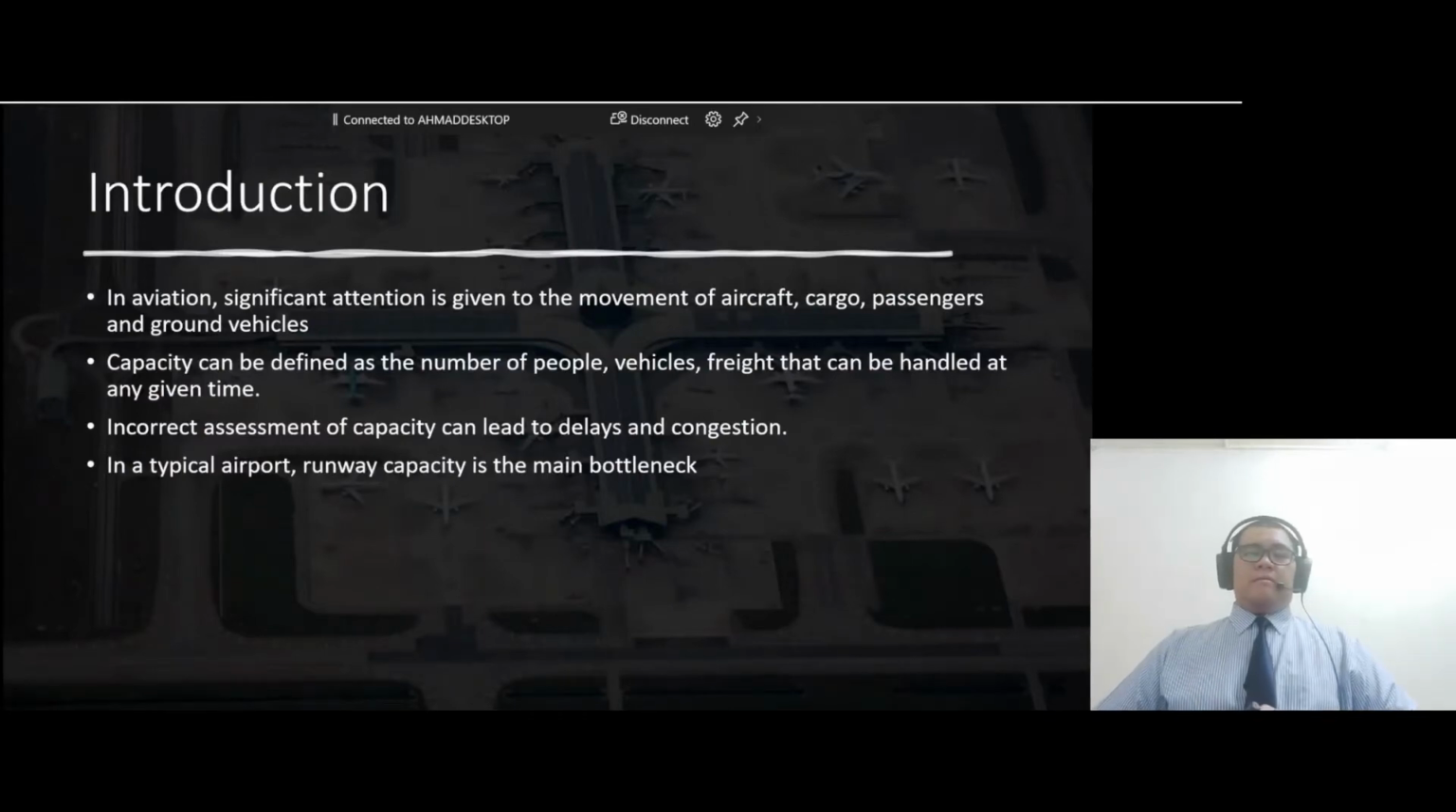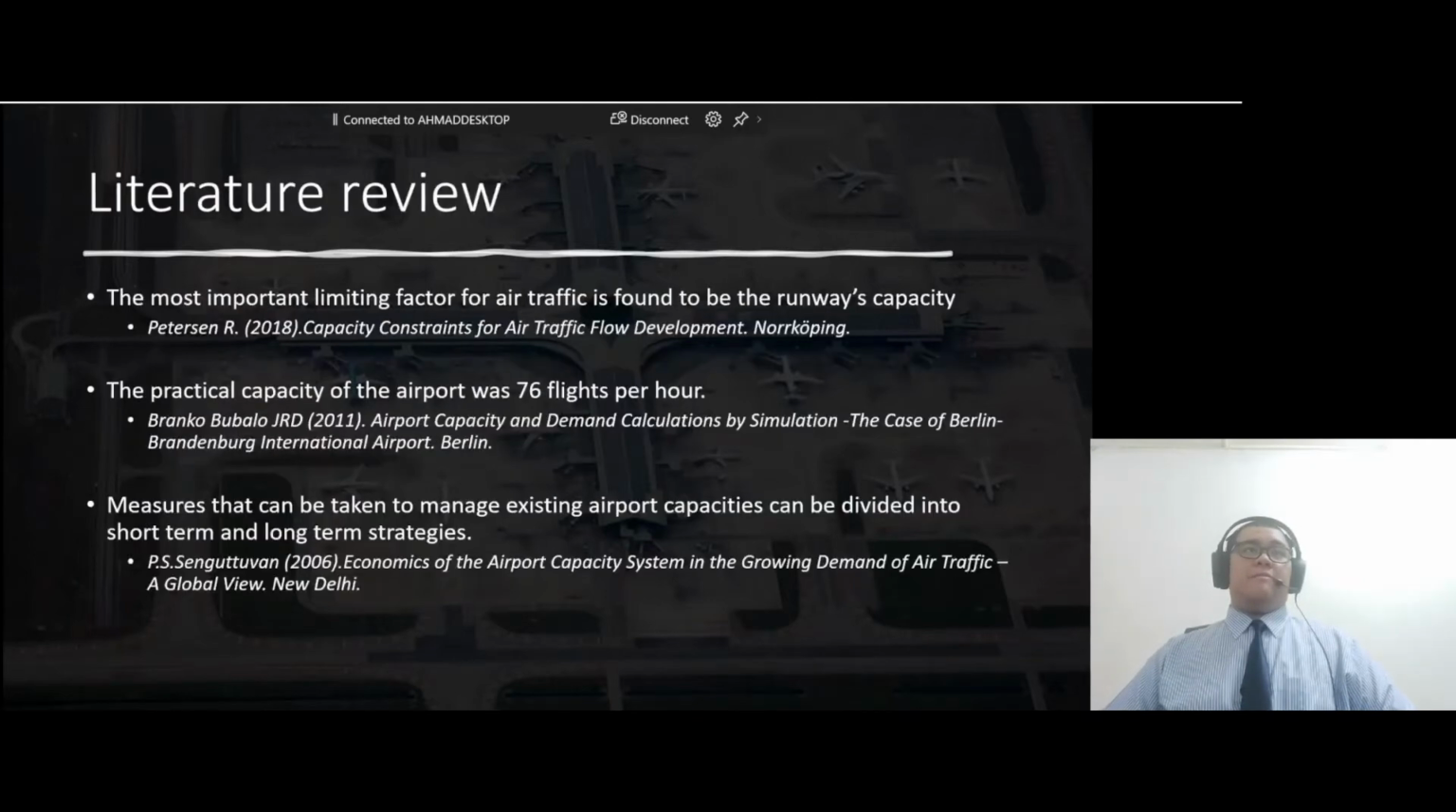Introduction. Now, in the aviation industry, there is significant attention being paid to the movement of aircraft, cargo, passengers, and ground vehicles. The term capacity can be defined as the number of people, vehicles, freight that can be handled at any given time. Now, the incorrect assessment of capacity can often lead to delays and congestions. In a typical airport, the capacity of the runway is often the main bottleneck.